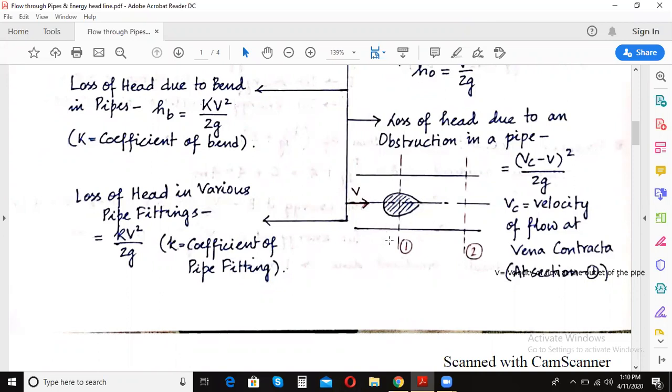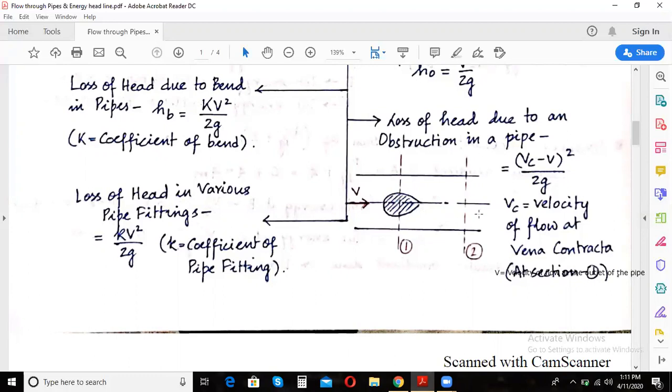Since there is an obstruction present in the pipe, at this region, the region where the obstruction is present, the area of the pipe remains the same, but the cross section through which the flow is taking place is reducing. And when the fluid flow has come across this obstruction, the cross section of the pipe through which the fluid is flowing increases. Due to this sudden enlargement of the area of flow beyond this obstruction, the loss of head will take place.